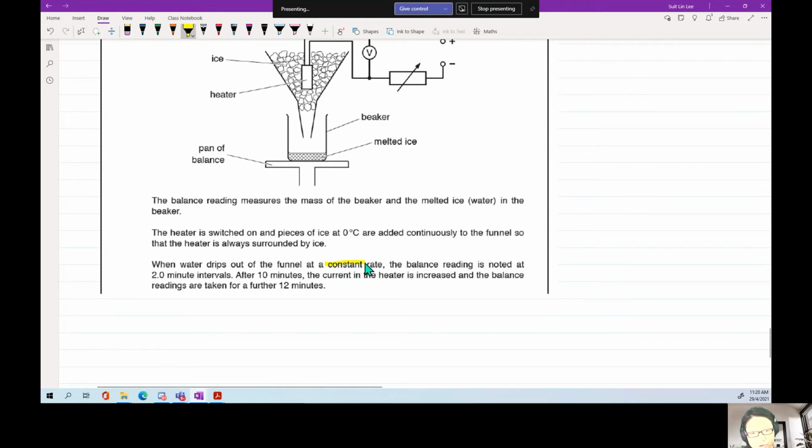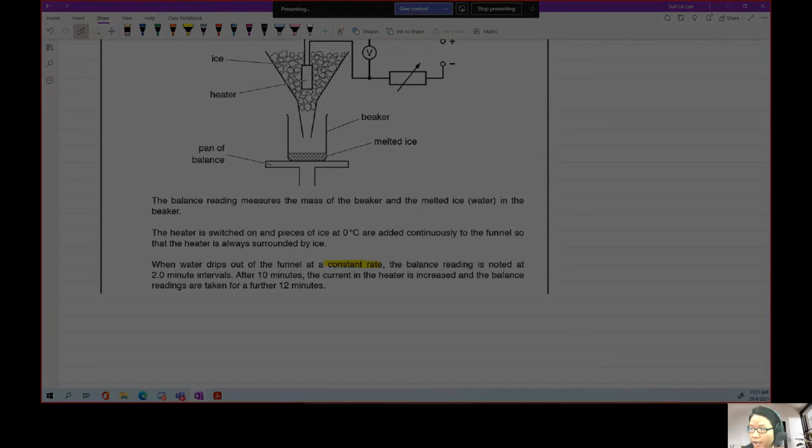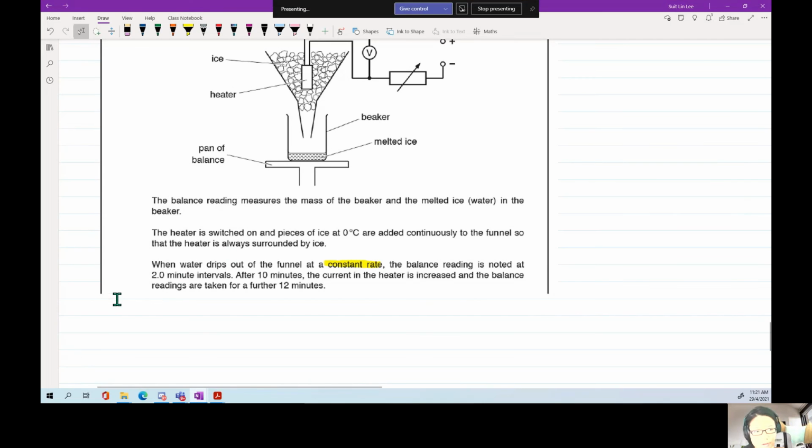So at first, the dripping is not constant because the heater is trying to achieve thermal equilibrium with the surrounding ice. So it will take some time. But once the thermal equilibrium is achieved with the surrounding ice, or thermal contact, then the heat will transfer out at a constant rate. So basically we wait, okay? We wait for things to settle. The balance reading is noted at 2 minutes interval, and after 10-minute interval, the current in the heater is increased, and the balance reading is taken for a further 12 minutes. So this is a situation where they change the current twice to get two different readings.